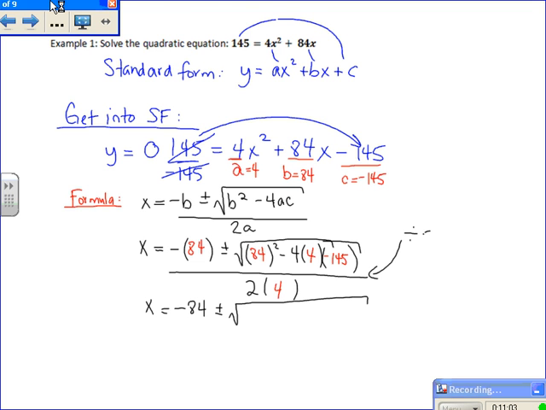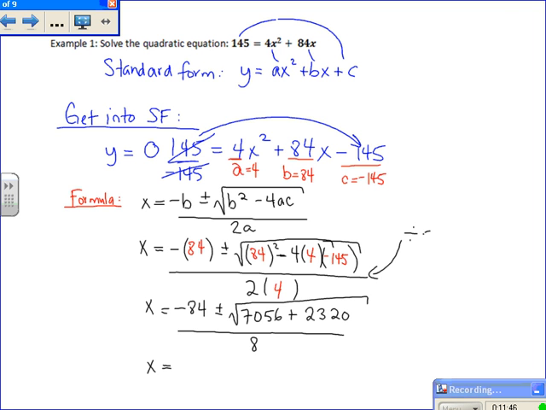Okay, so if I simplify, it's going to be negative 84 plus or minus, let's do the math inside. Well, 84 squared is going to give me 7,056 minus, now be careful here. If you look up above, I've got negative 4 times 4, which is 16, times negative 145. So the negative times the negative is going to give me a positive value there. And I have 2,320 as my answer when I do 4 times 4 times 145. Okay, so that's what I have inside. And it's all divided by 2 times 4, which is 8.